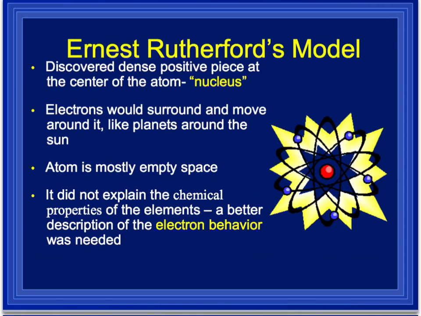So from last chapter, we left off with Ernest Rutherford's model, and he was the one that discovered the positive central nucleus of an atom. Basically, he thought that electrons would surround and move around it like planets orbiting the sun, and that he came up with this idea that atoms are mostly empty space because those alpha particles streamed right through the gold foil. Even though this was a really good explanation, it didn't help explain the chemical behavior or the chemical properties of atoms, so we needed something that would help do that.